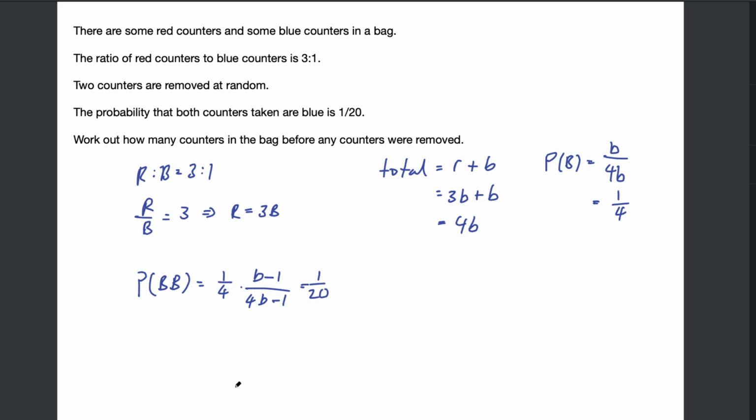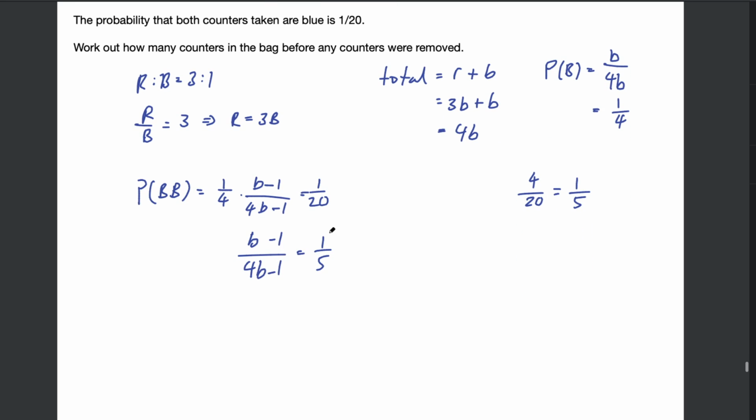Then you have to go ahead and try to solve this equation for B. And then it's algebra, so you need to be good with algebraic fractions as well. First thing I would do here is multiply by 4 on the right hand side, so I'd have B take 1 over 4B take 1. And then 4 over 20 would simplify to 1 over 5. So this equals 1 over 5.